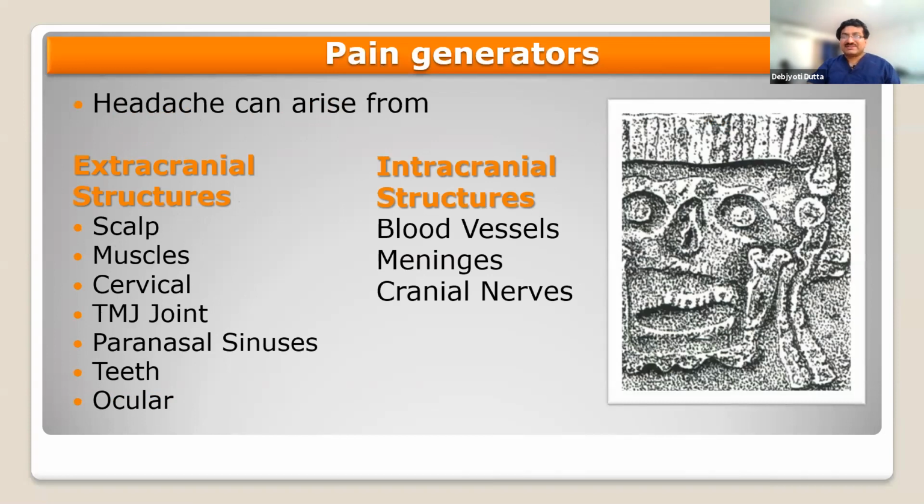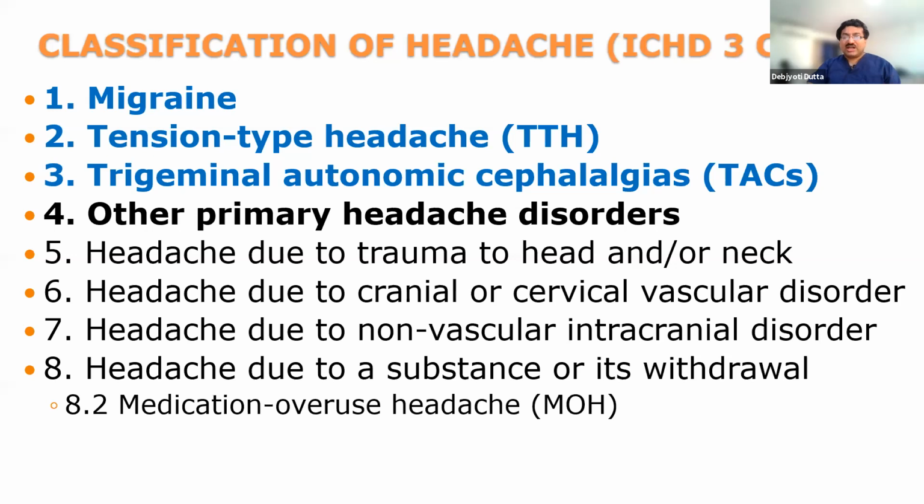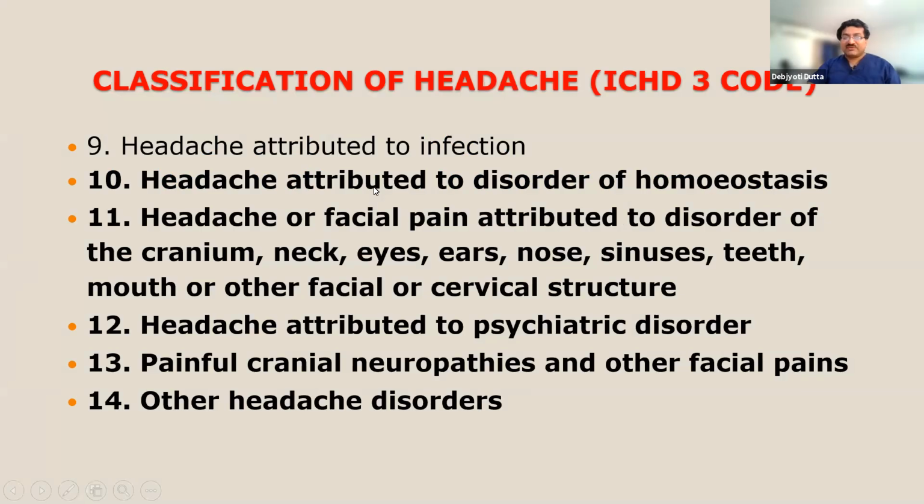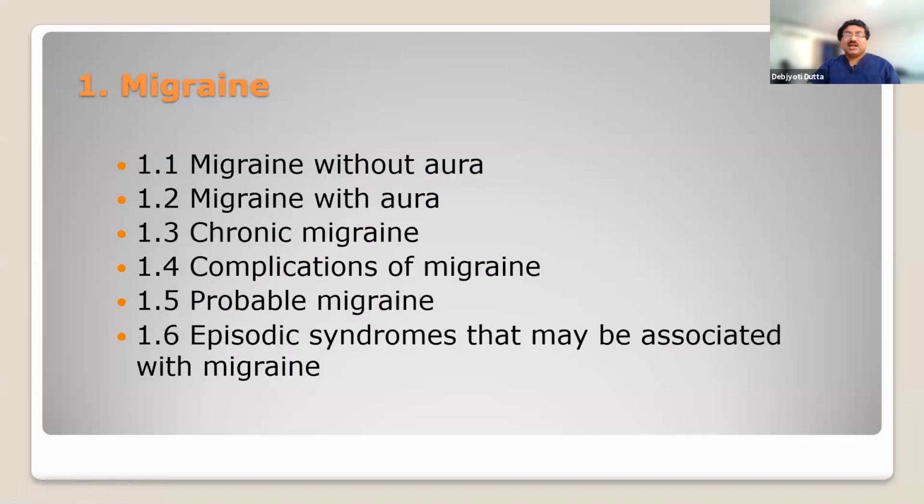Then we have discussed the pain generators that is written in this slide. Next, we have discussed the ICHD-3 classification, among which the first three are most important: migraine, tension type headache, and the trigeminal autonomic cephalalgias. Then we have the other types of headaches that are listed here. And next we have come to the migraine.